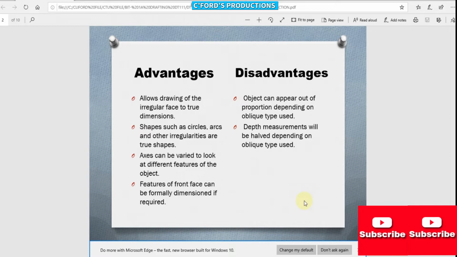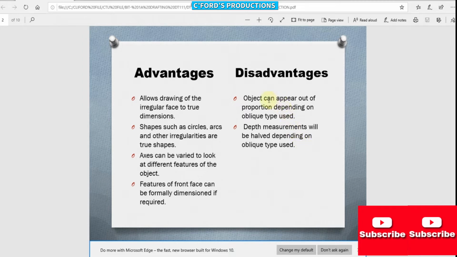First, it allows drawing of a regular face to true dimension. Second, shapes such as circles, arcs, and other irregularities are true shapes. Access can be varied to look at different features of the object. Also, features of the front face can be formally dimensioned if required.